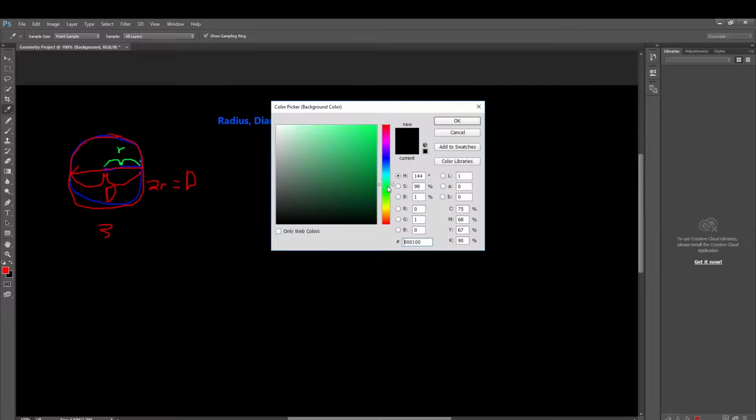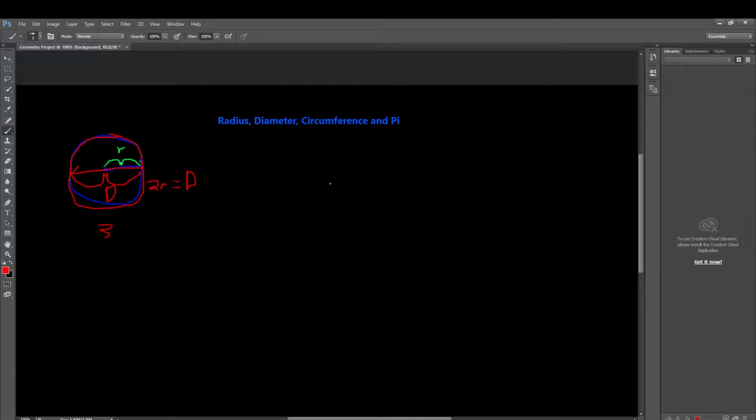The equation we need to know is C equals pi d. Now, if the problem gives you the diameter of the circle and you still want to find the circumference, it can also be written as pi times d.